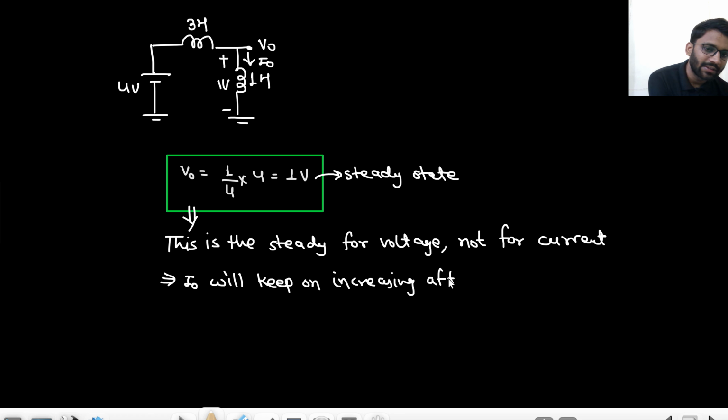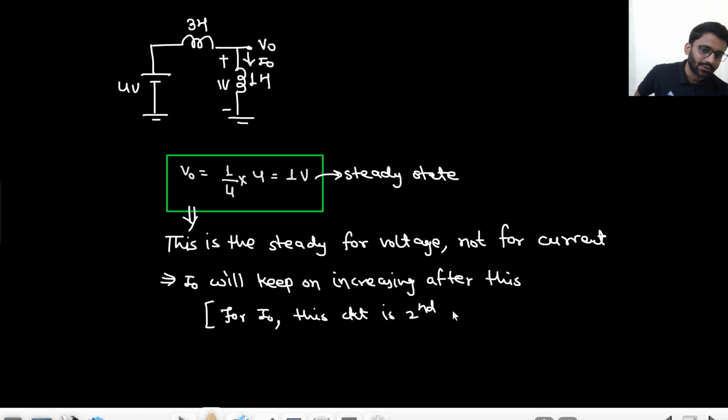Now if you remember one thing, I have taught you this concept. For I naught, this circuit is second order, right? For voltage V naught, this circuit is first order. For I naught, this circuit is second order. So I naught will increase and it will keep on increasing. Okay, there will be one ramp. Okay, there will be one transient and some other response as well.